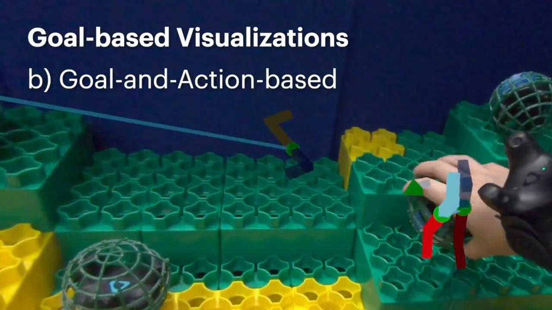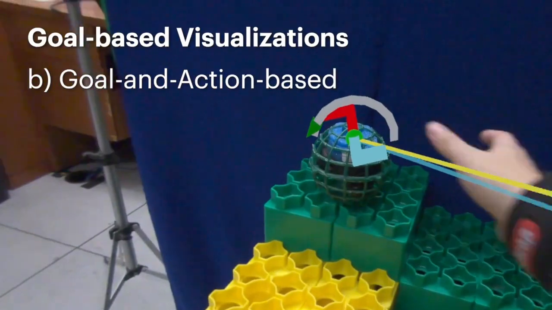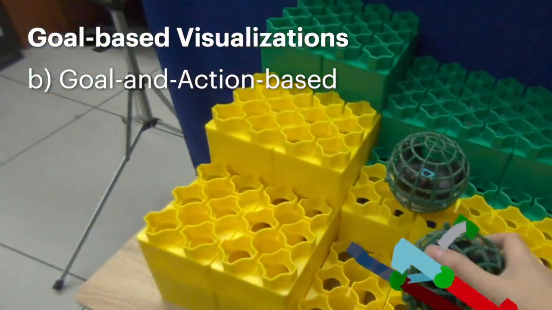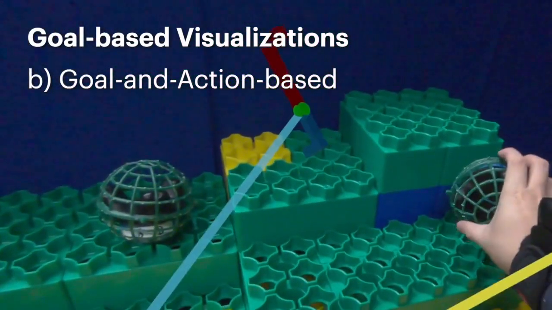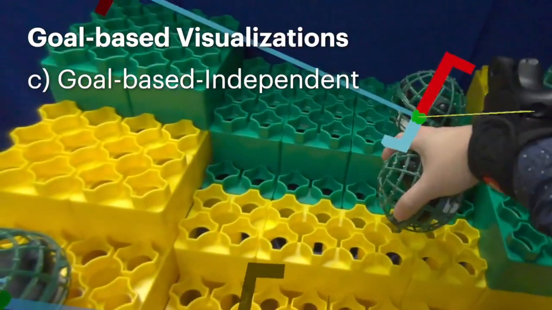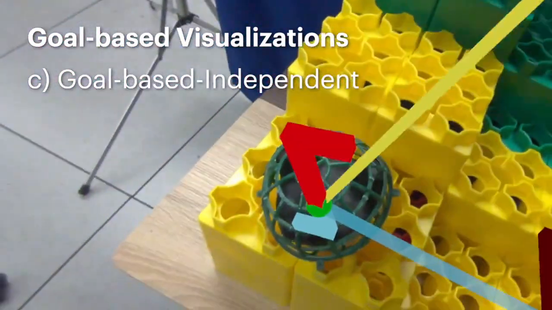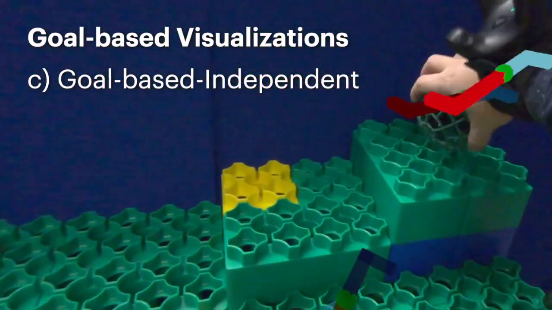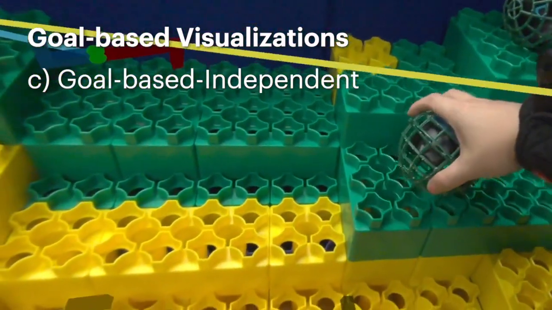In goal and action-based, we add the circular arrow in the action-based visualization to the goal-based Euler version. We designed it to test whether the circular arrow improves performance compared to the goal-based Euler version or if it confuses users. In goal-based independent, we do not add an additional orientation offset to the goal-based visualizations. We want to determine whether users can perform better when given a suboptimal orientation compared to the action-based visualization.